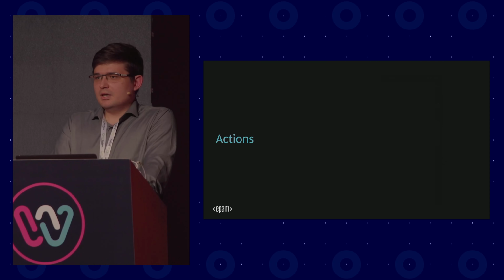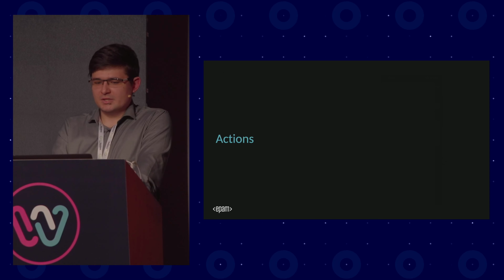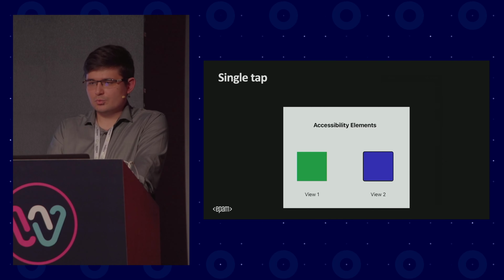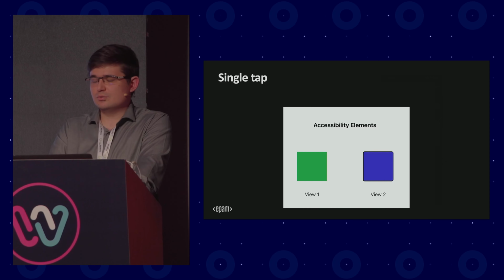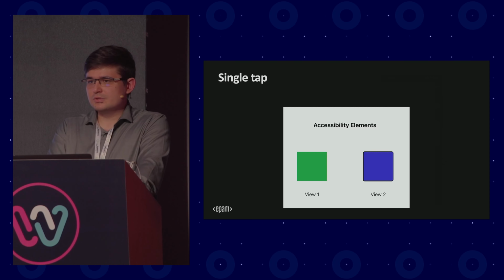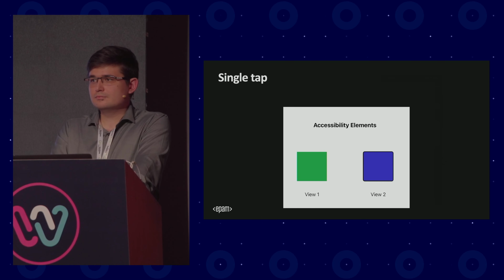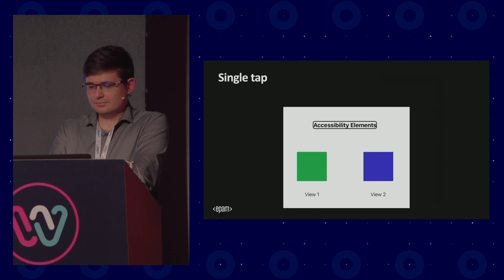Besides swiping, users, of course, can tap on elements. There are 2 primary taps, a single tap and double tap. Let's start with the single one because it's very easy. By single tapping, VoiceOver will just announce all the information about the UI element. View 2, button. Accessibility elements, heading. View 1.